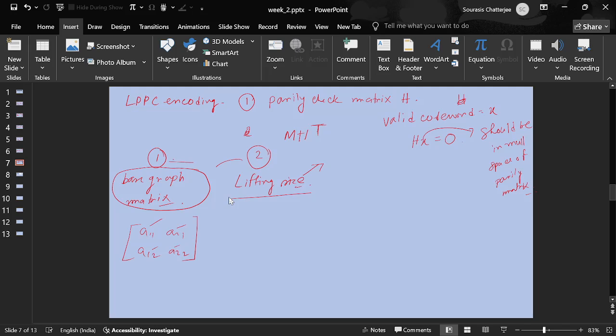And what is the limit for base graph 2? Is it more than 8448 or less than that? Less than that. Okay, it's like 3840 or something. Fine. What is the minimum code rate possible in base graph 1? Okay, what is the maximum?